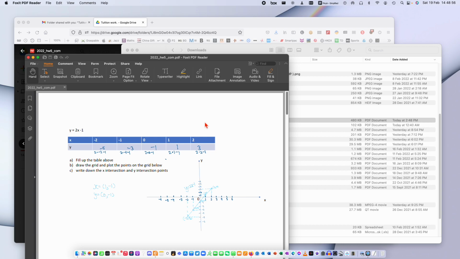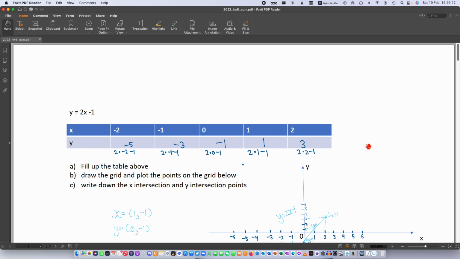Okay, good. So we are doing this for your upcoming test on Monday. So you need to pay attention. Hopefully you score well in your upcoming test. All right, let's look at this together.